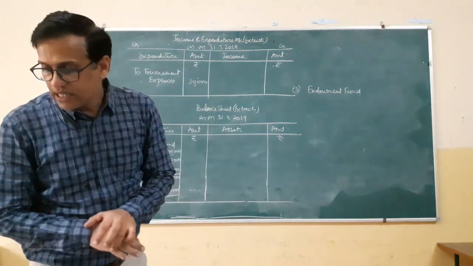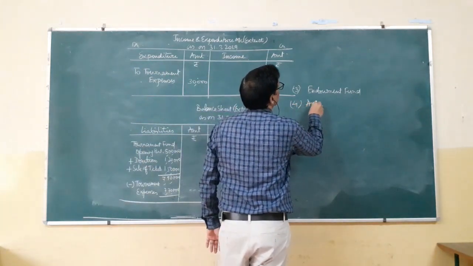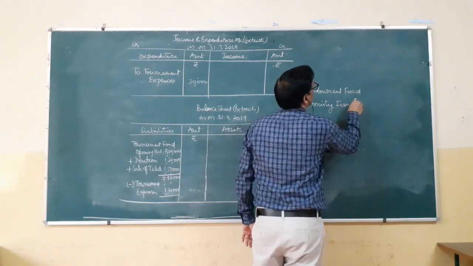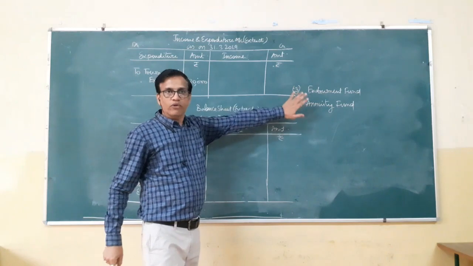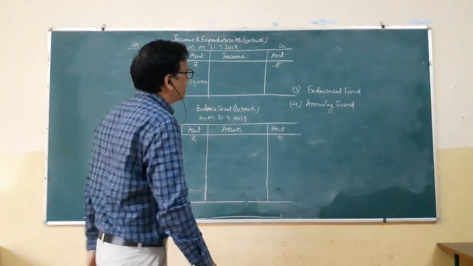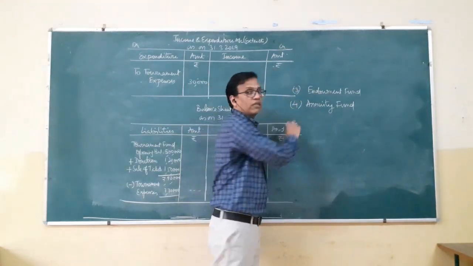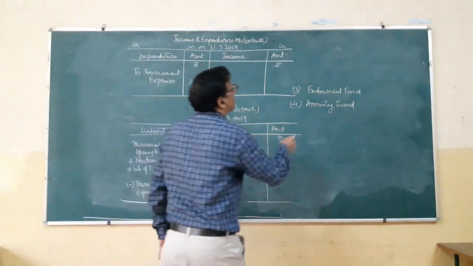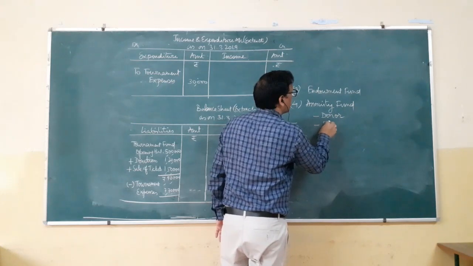Right. The next is our annuity fund. This is also a very important fund. They may ask 1 mark theory questions. Endowment fund, okay? Then annuity fund. Annuity fund is also a specific fund. There will be 2 persons involved here: first, the donor, and second, the beneficiary.